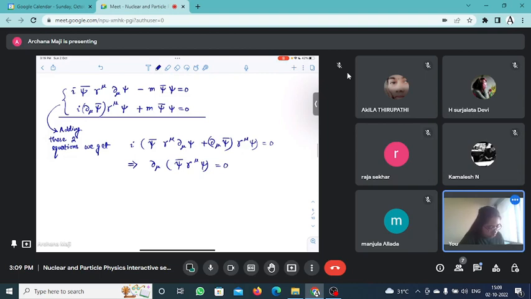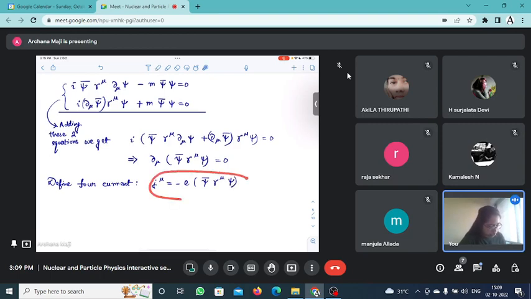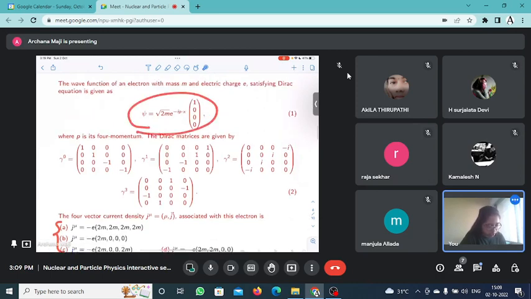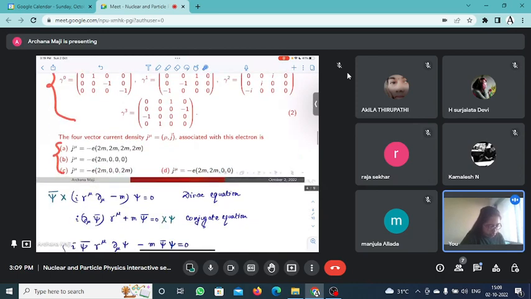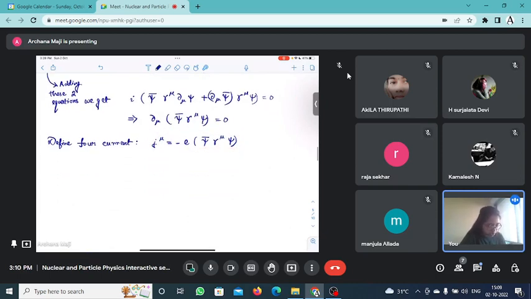So this is like the continuity equation, and from there we define the 4 current to be J mu equal to minus E times psi bar gamma mu psi. Now we need to use this expression of the 4 current to answer this question. Psi is given to us, and we also know the Dirac matrices, so we can substitute here to get each of the components of the 4 current.